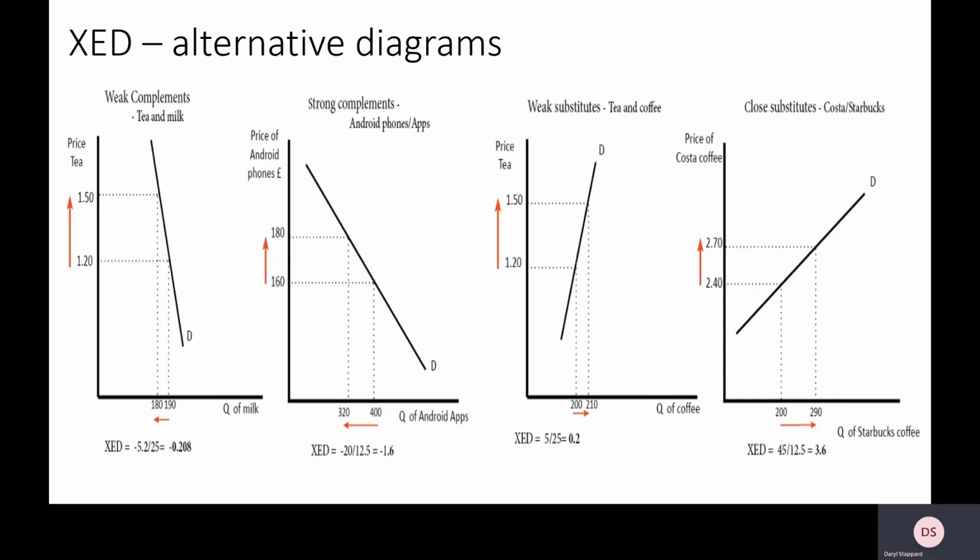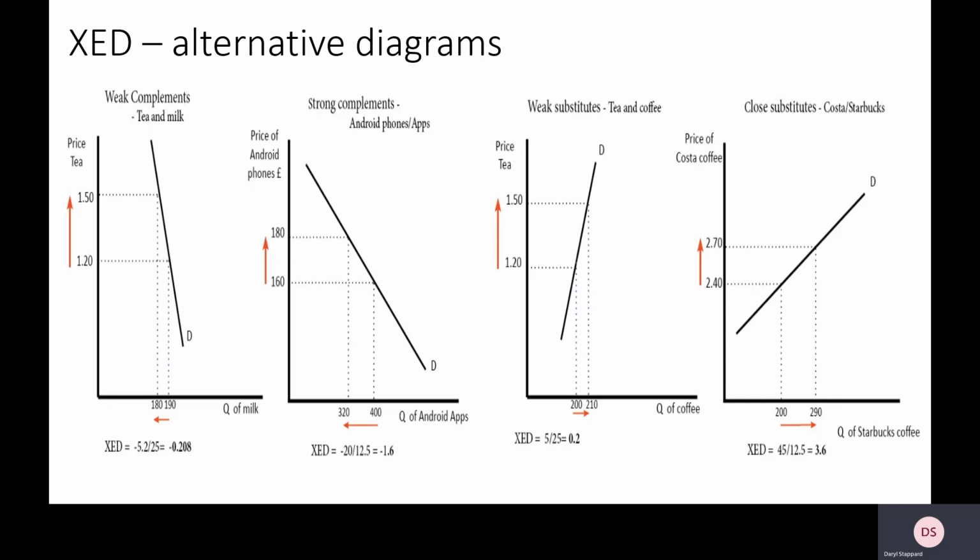That then leaves the demand for Starbucks increasing from 200 to 290, and that works out to be a 45% increase in demand. So look what I've got in the cross-ED formula this time: 45% divided by 12.5% equals 3.6. We've got here close or very strong substitutes. The change in the demand for Starbucks exceeds the change in the price of coffee at Costa. So these two are stronger substitute goods and services.